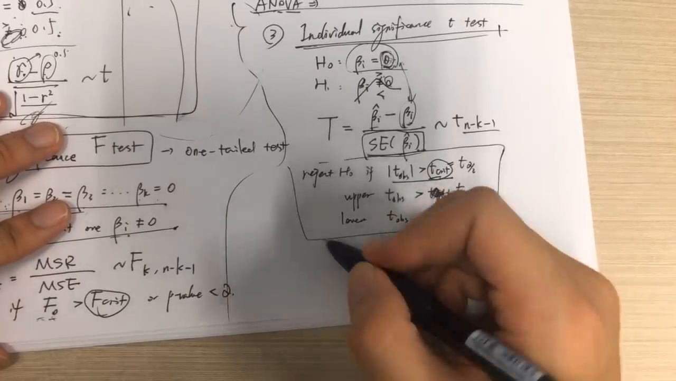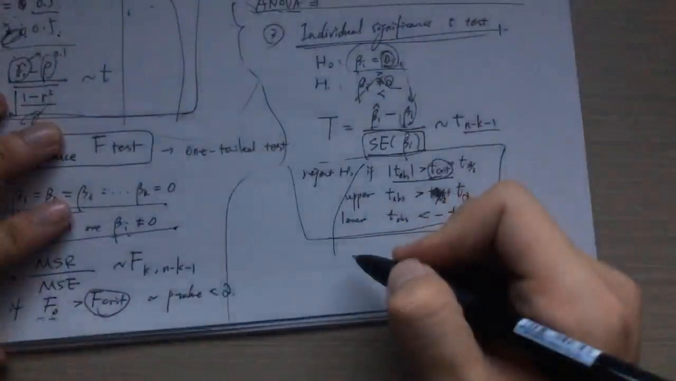The easier way of determining whether to reject the null hypothesis.